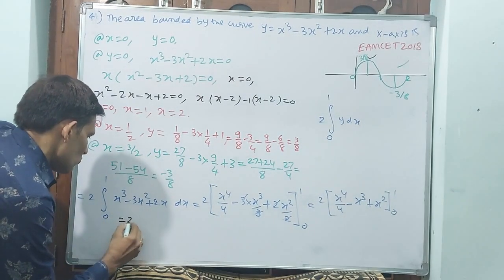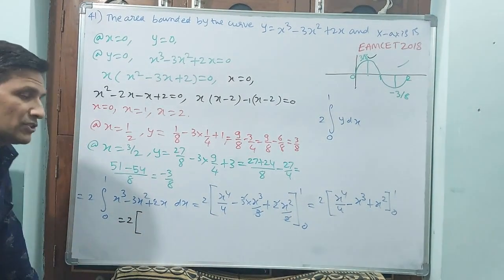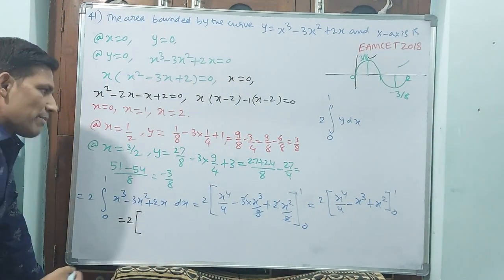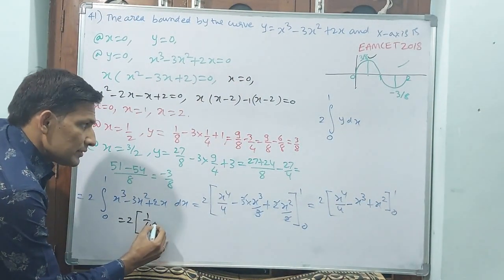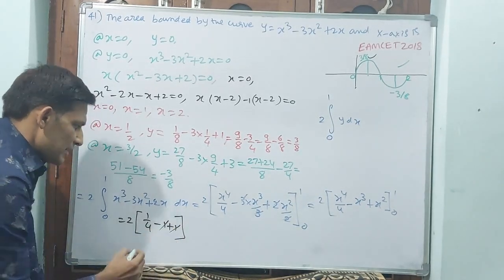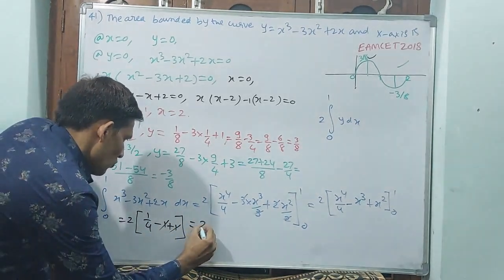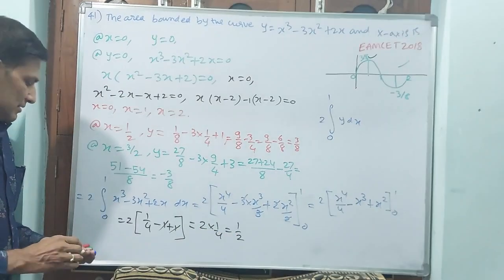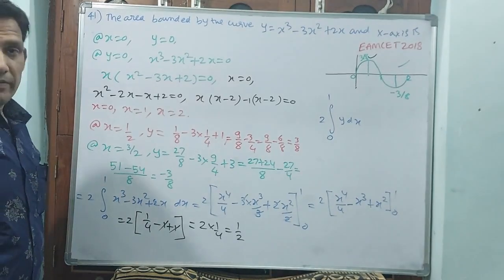Write down, that is equal to 2 times, first see 0 you need not substitute. Why? Because 0, 0, 0, it is going to become 1 by 4 minus 1 plus 1. See, minus 1 plus 1 you cancel out. 2 into 1 by 4, that is equal to 1 by 2. Okay, 1 by 2 will be the answer for this question.